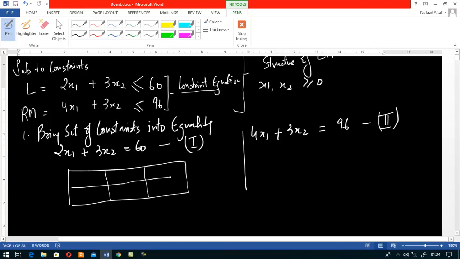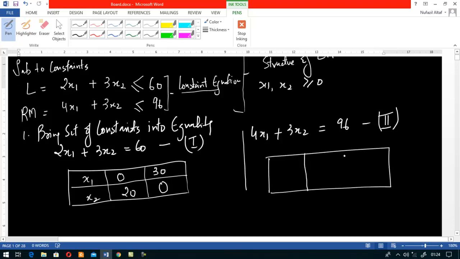So if I put x1 equal to 0, then I have to divide 60 by 3, which is going to be equal to 20. Now if I plug in 0 over here, then I have to divide 60 by 2. This is going to be 30. In a similar manner over here, I will get the values of x1 and x2.